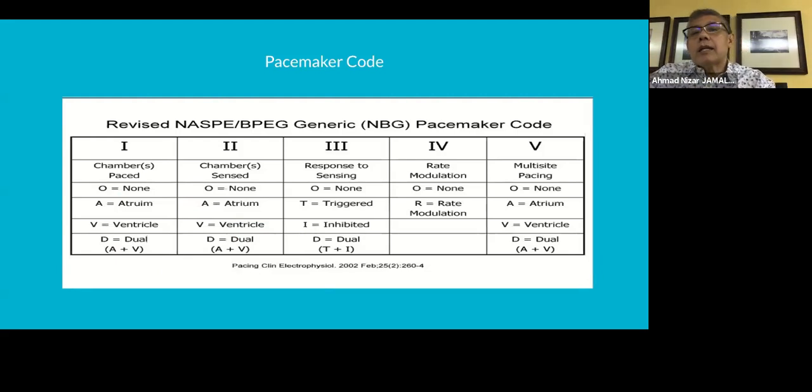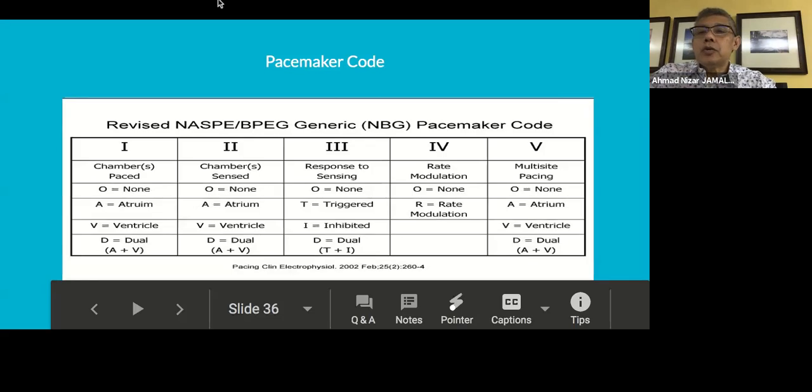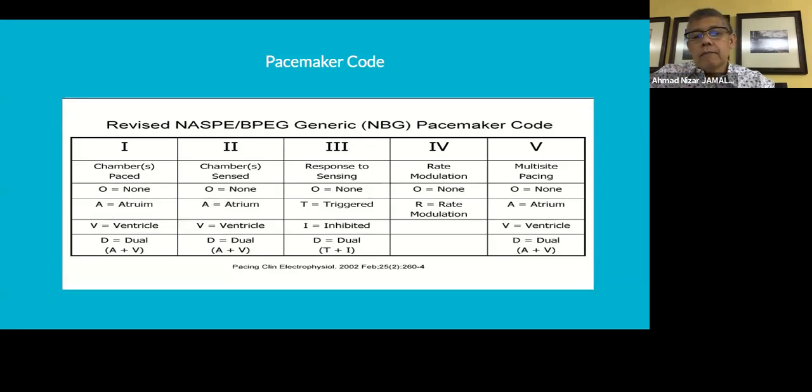You might find that in quite a number of patients, they have what we call a DDDR pacemaker, which means they have two leads, one in the atrium and one in the ventricle. Both atrium and ventricle are sensed, and they are usually triggered and inhibited as well, and usually rate modulated. Okay, next slide.